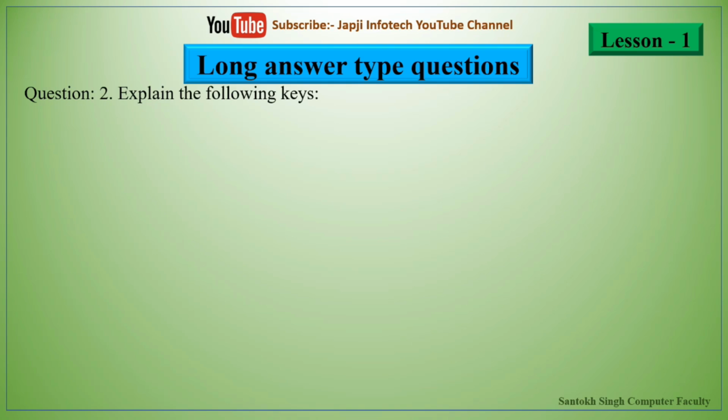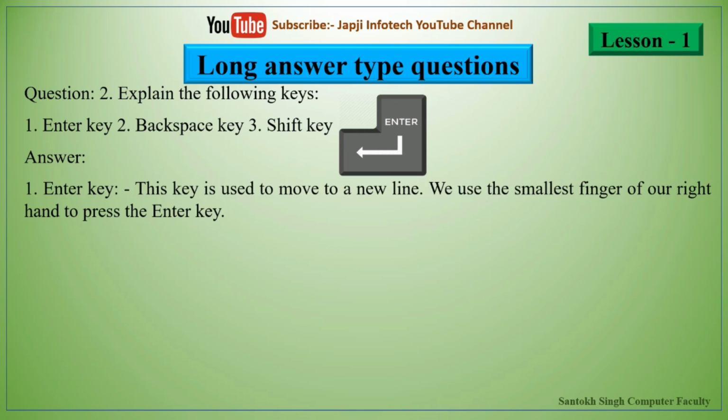The second question is: explain the following keys. The first one is the enter key, the second one is the backspace key, and the third one is the shift key. First of all, we read about the enter key. This key is used to move to a new line. We use the smallest finger of our right hand to press the enter key.